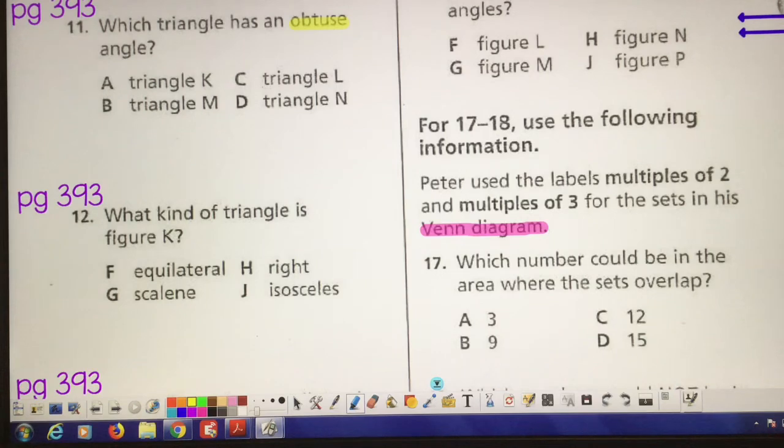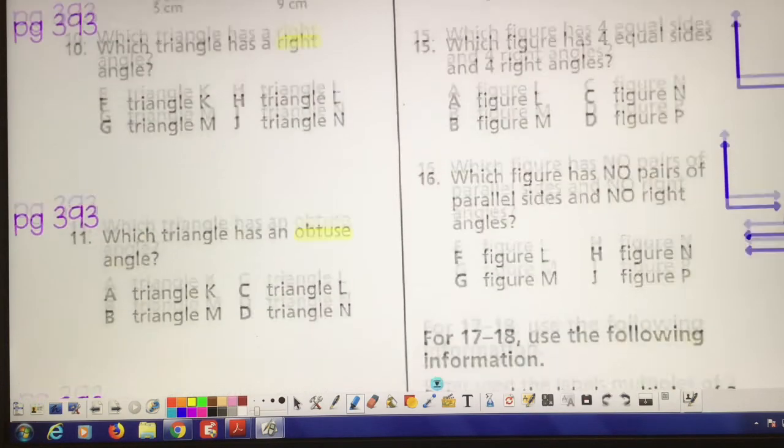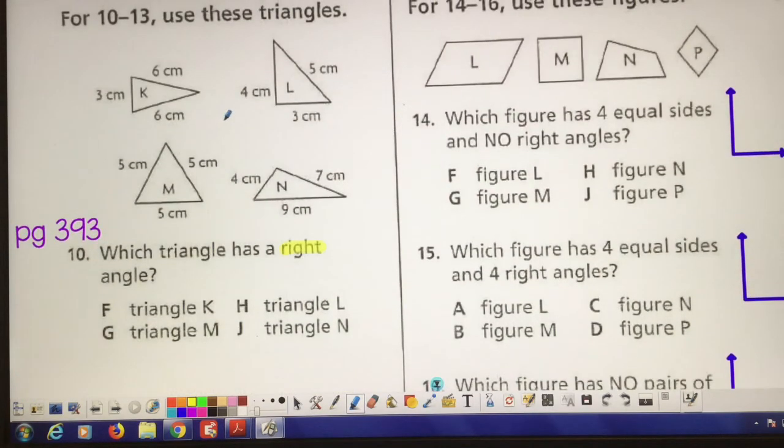Number 12, what kind of triangle is figure K? So is it equilateral, scalene, right, or isosceles? So I'm going to go back up here and look at triangle K. Is it a right triangle? Talking about its angles? I don't think it is. So that means I'm going to look at its sides. Looking at its sides, is it an equilateral with all equal sides? Is it a scalene with all different side lengths? Or is it an isosceles that has 2 equal sides?